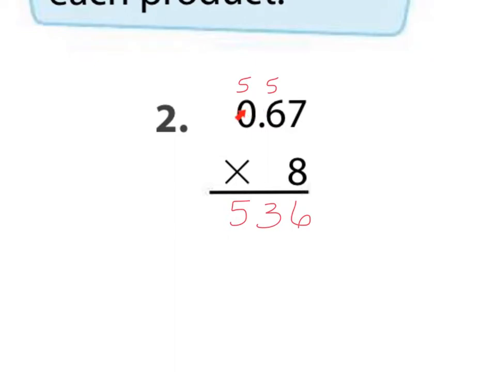We have the 67 hundredths, which has 2 decimal places, the tenths and the hundredths place. The 8, again, is a whole number. There are no decimal numbers there. So since there are 2 decimal positions, we're going to go 1, 2, and we're going to put our decimal right there. And our answer for that one is 5 and 36 hundredths.